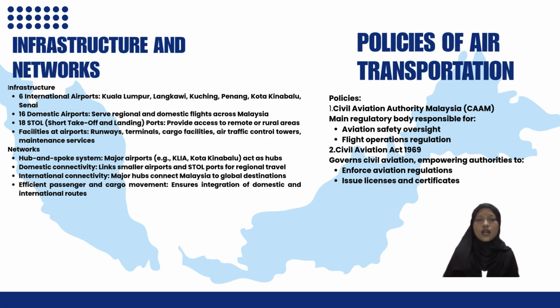The network is a hub and spoke system, where major airports such as KLIA and Kota Kinabalu act as hubs. Domestic connectivity is provided by smaller airports and short take-off and landing ports for regional travel. For international connectivity, major hubs connect Malaysia to global destinations. This ensures efficient passenger and cargo movement and integration of domestic and international routes.